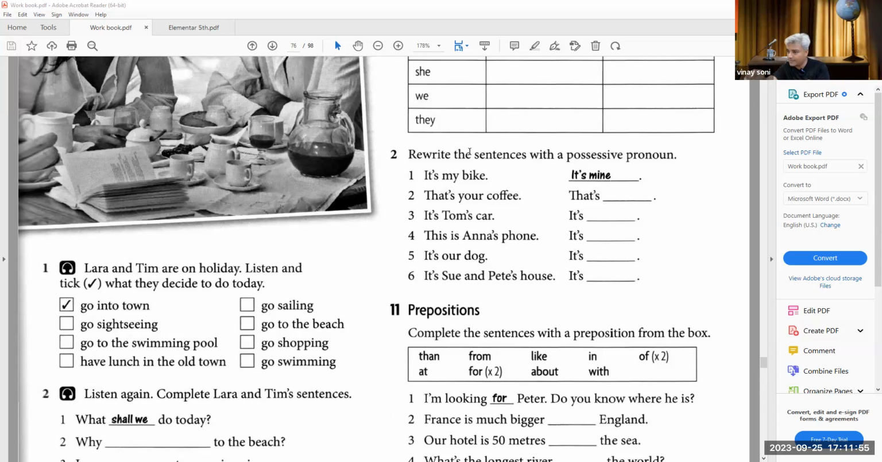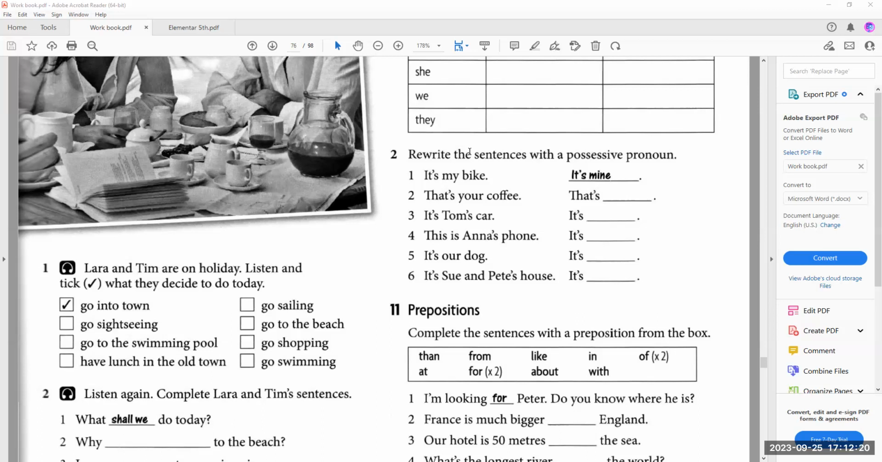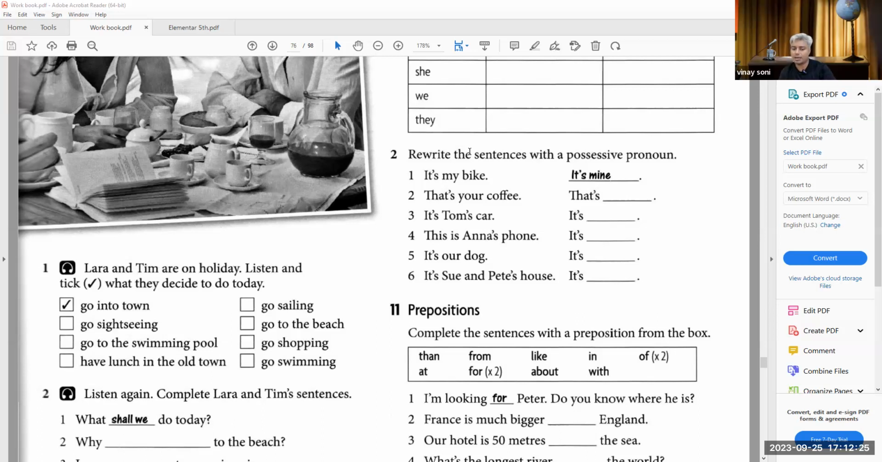Now, let me tell you, practically we use these possessive pronouns to avoid the repetition of a possessive adjective and a noun. Let me tell you, my marriage is an arranged marriage. My marriage is not an arranged marriage. Now I'm repeating my marriage, arranged marriage, so I can say mine is not an arranged marriage. Mine is not an arranged marriage means your marriage. Yes, exactly.